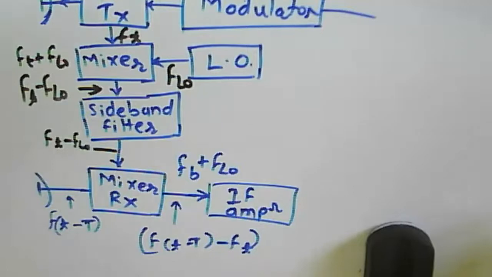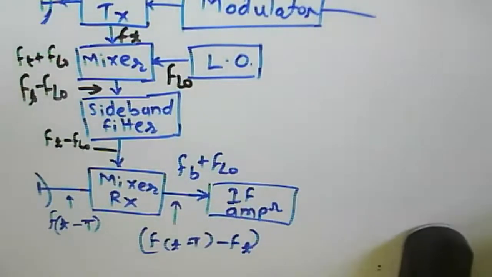Now we need to identify this. It has a Doppler shift as well as a range frequency, and that is called the beat frequency signal. Now what will be the Doppler shift and what will be the range frequency signal can be identified using another detector that we are going to use here.